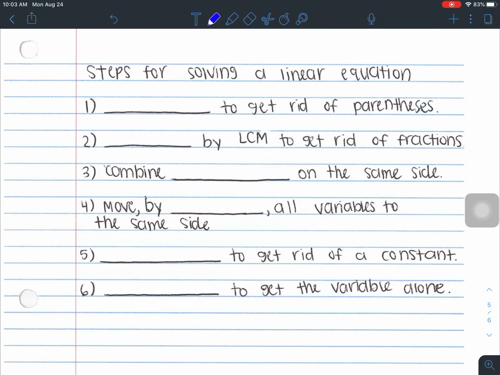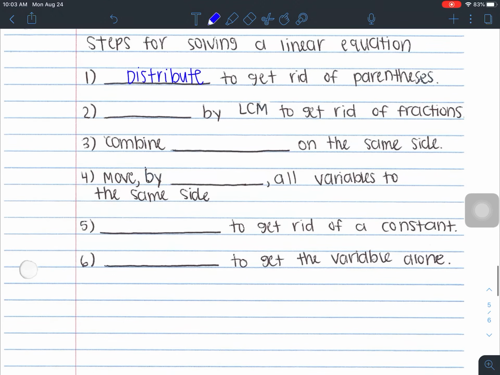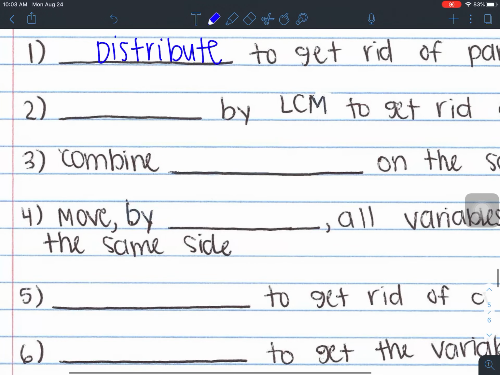So, steps for solving a linear equation. All right? The first thing you want to do is blank to get rid of the parentheses, and that step is distribute. Okay? You want to distribute to get rid of parentheses. In order to get rid of fractions, you're going to multiply by the least common multiple. Remember, LCM stands for least common multiple to get rid of fractions. If you see fractions, get rid of them. They're nasty. They're going to make it look gross and scary.